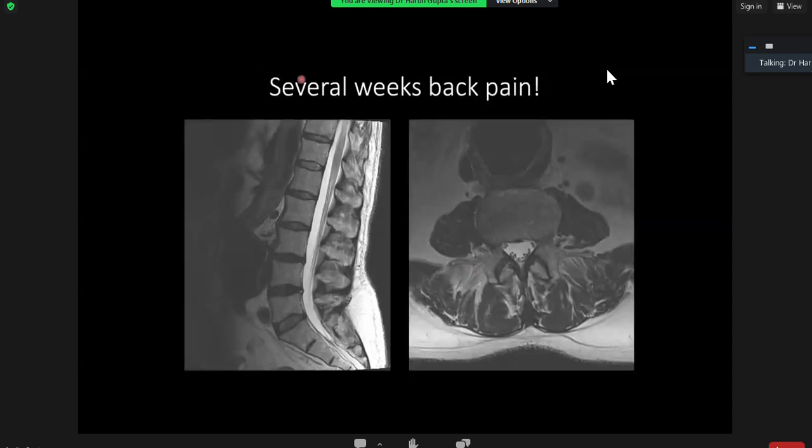This patient has several weeks of back pain. The spine looks completely normal. And you can see there is a small, subtle, leaking aortic aneurysm. That's the aortic aneurysm. And the patient, now coming with back pain, needs emergency surgery.